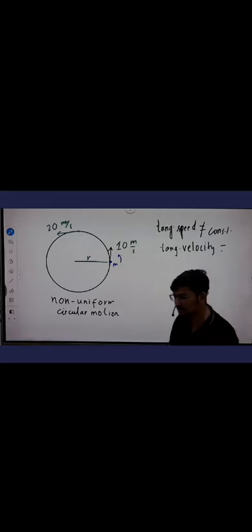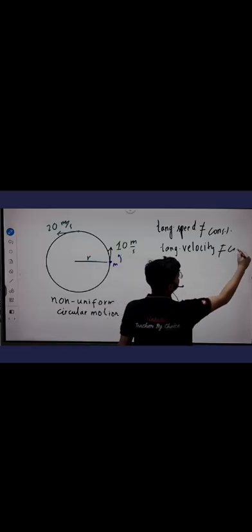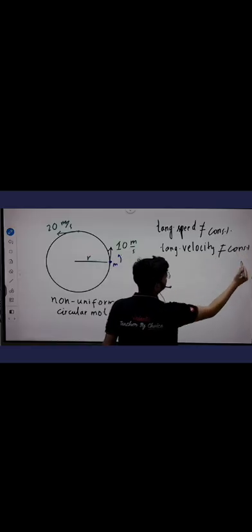So what about tangential velocity? In a circular motion, can tangential velocity ever be a constant? It can never be a constant because the direction always changes. So it's always not a constant.